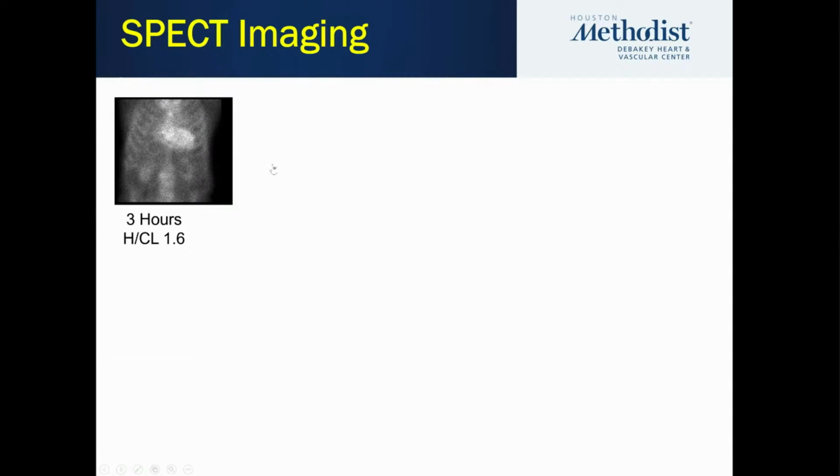Here are some examples from our lab. So here you see a patient at 3 hours, a heart to contralateral ratio of 1.6.